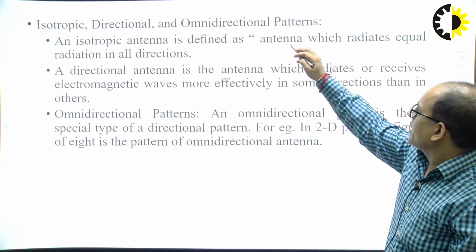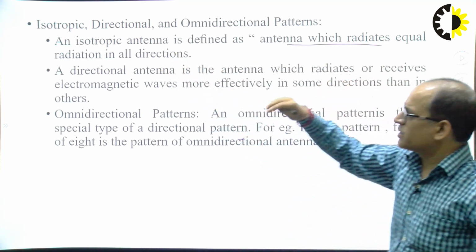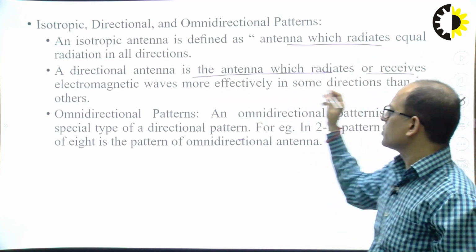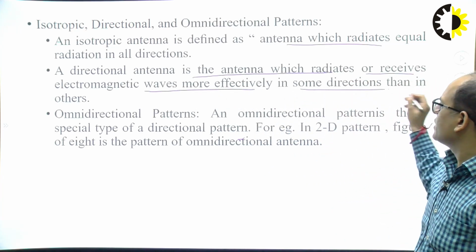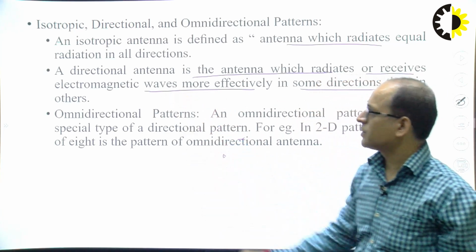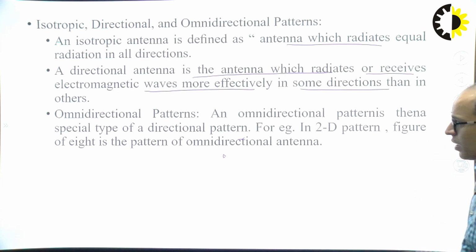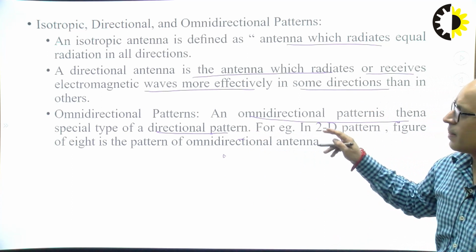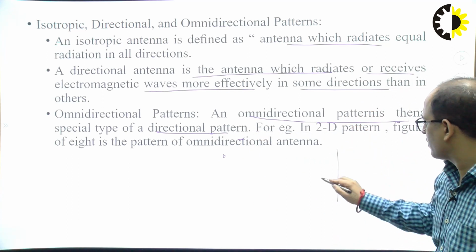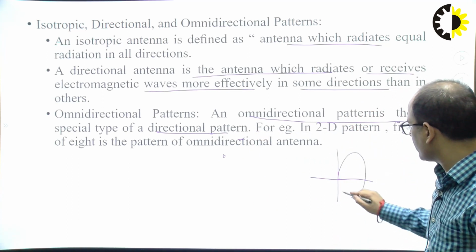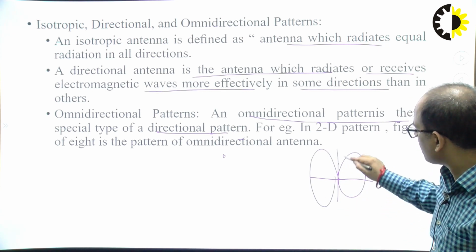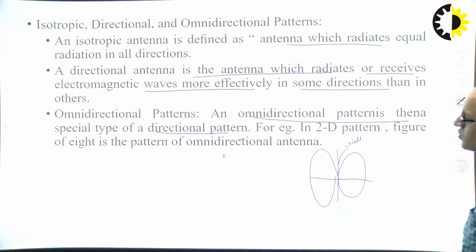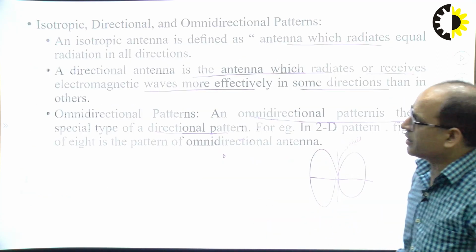What is the isotropic antenna? An antenna which radiates energy in all directions with equal intensity is the isotropic antenna. A directional antenna is an antenna which radiates or receives electromagnetic waves effectively in some direction. And the omnidirectional antenna is a special type of directional antenna, where this type of radiation will be there, meaning there will be a null. So this type of antenna is known as the omnidirectional antenna.